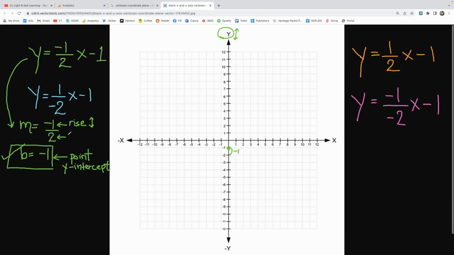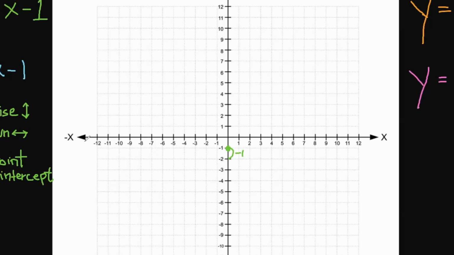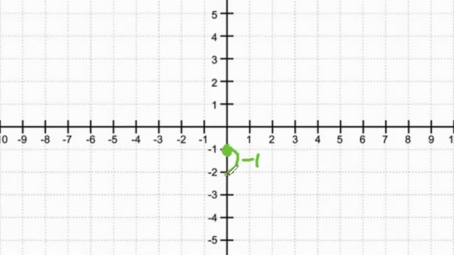Good. The denominator, the bottom number, tells me my run. And when I say run, am I talking about vertical movement or horizontal movement, Channing? Horizontal. Beautiful. So either left or right. What do you think? So we need to go right in the positive 2 direction. Absolutely. That's a positive 2. And so we're going to go right 2.